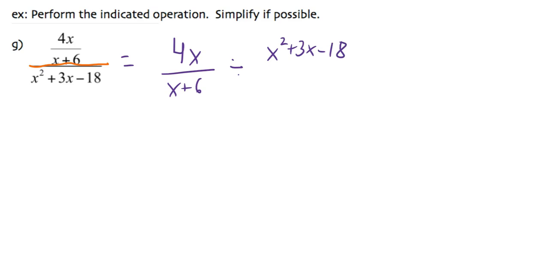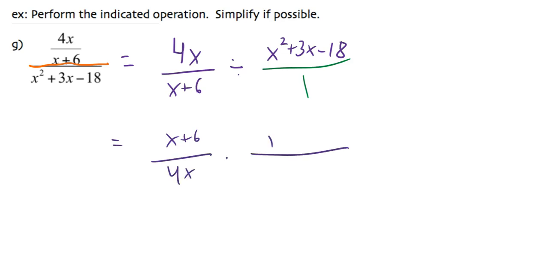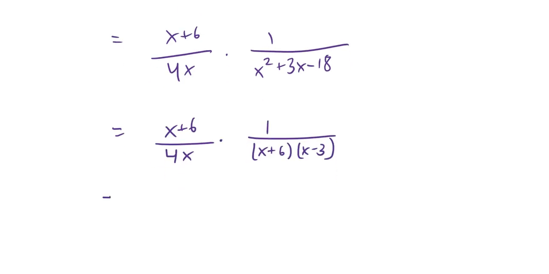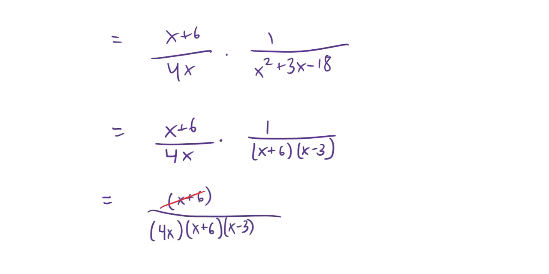This doesn't look like a fraction, but I can make it a fraction. So this problem becomes x plus 6 over 4x times 1 over x squared plus 3x minus 18. And then I continue like I normally do my multiplication of rational expressions. Here the whole numerator ends up canceling out, so what that leaves behind is just 1. 4x times x minus 3 on the bottom.